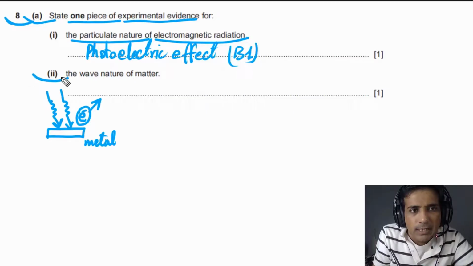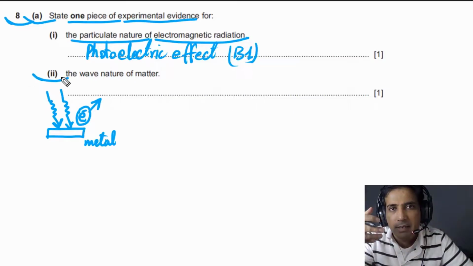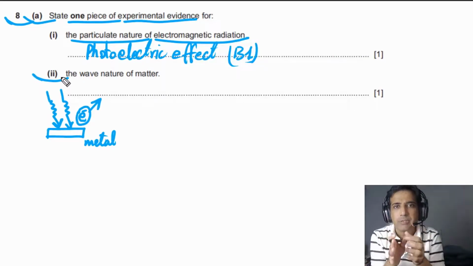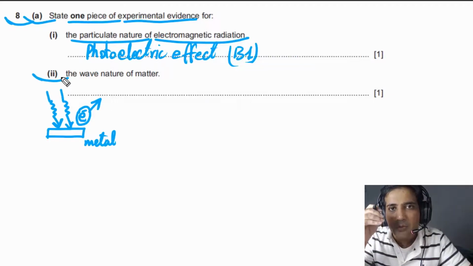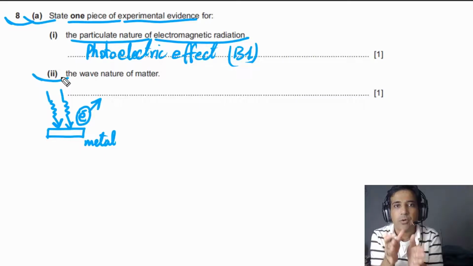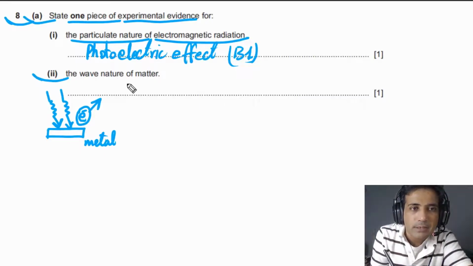For the second part, we also need to state one piece of experimental evidence for the wave nature of matter. And the experimental evidence for the wave nature of matter is electron diffraction. Electron diffraction simply means that when we pass fast moving electrons through a graphite crystal, they spread out, and this spreading out of electrons can only be explained if electrons behave as waves. So this shows us the wave nature of electrons. So for the experimental evidence, simply write down electron diffraction.